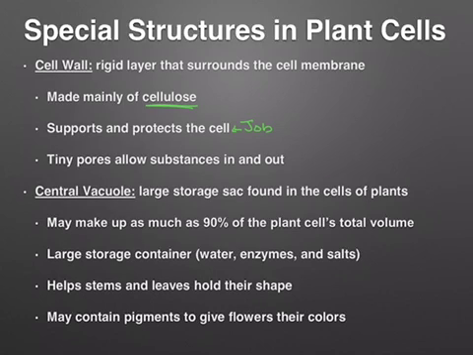Another cell structure that's special to just plants is a large central vacuole. So it's a vacuole, so it's for storage, but it's so big that it takes up 90% of the plant's total volume. It's like a large storage container for water, enzymes, and salts, and it also helps stems and leaves hold their shape. Occasionally, it can contain pigments to give flowers their colors. So pigments are like colors.